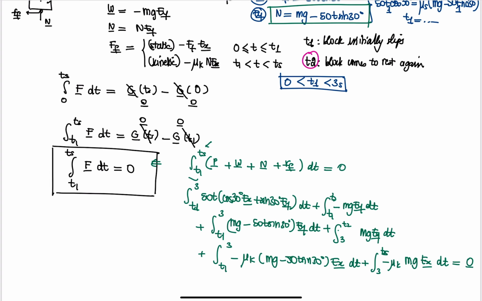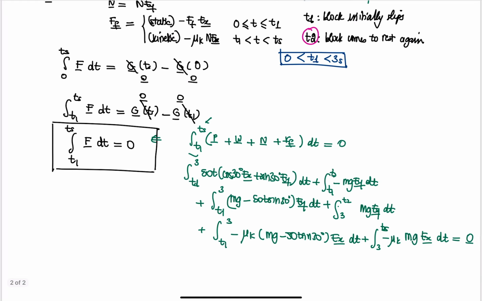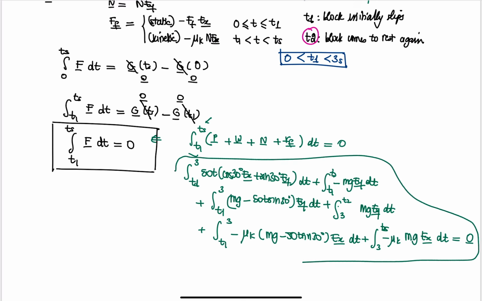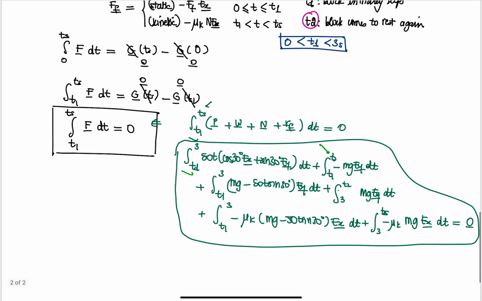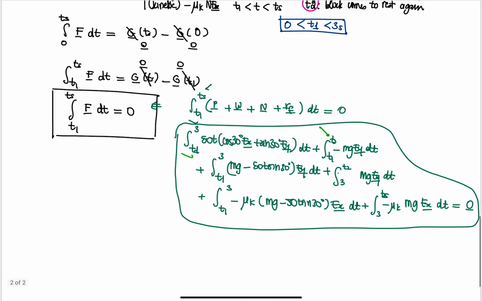Quite long, but an interesting integral equation. Okay, bravo. Let us see, what are my unknowns? T1 is known, 3 is known, and 50t I can integrate. Ts is basically my unknown here. So I can just project along Ex, I'll get a scalar equation, and then I can solve that for Ts.